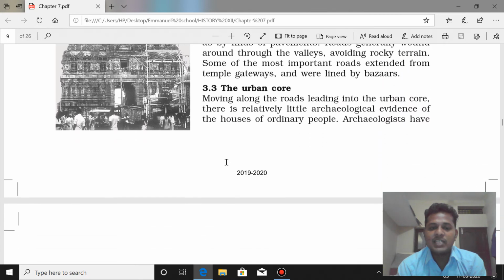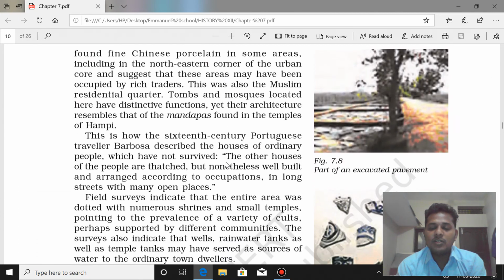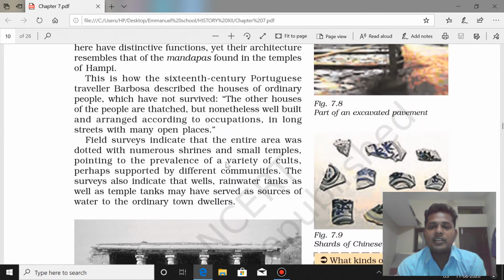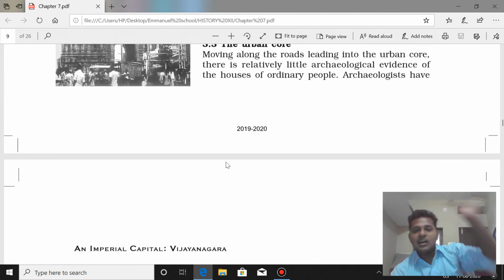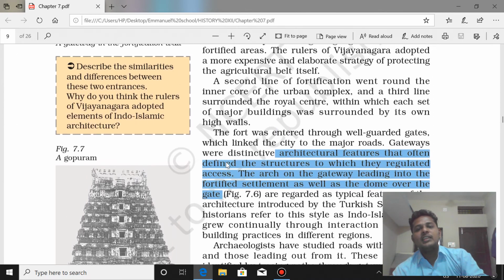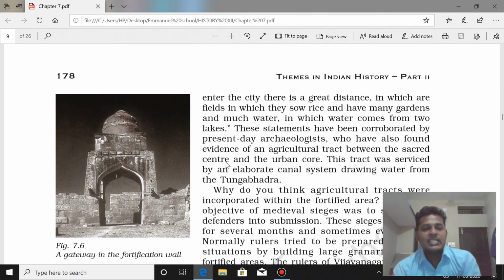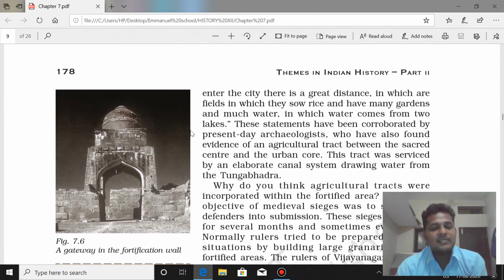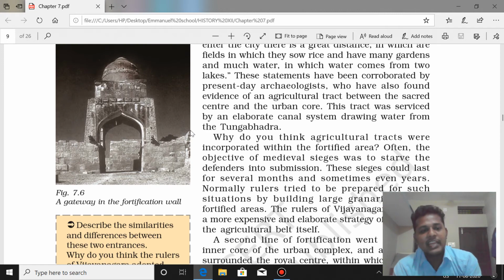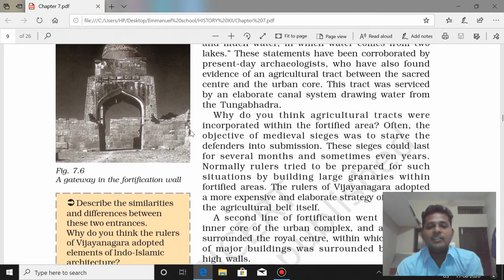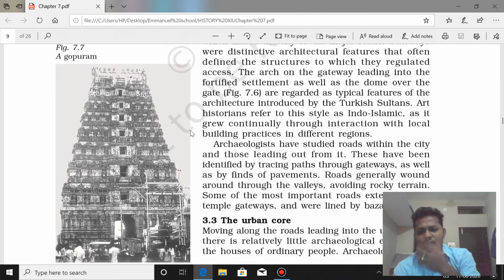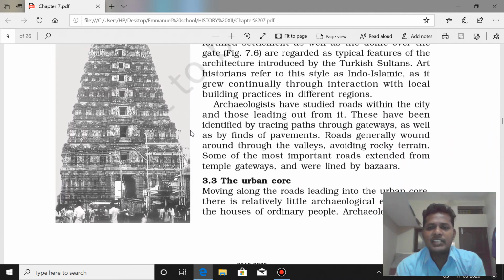There may be a picture you can see, this one. Okay, it's not there. Even the entrance will have a dome. See, if you can see here, the gateway in the fortification wall. On the left side of figure 7.6, up there is the dome. So this is the gateway, and this has even got a dome there. So this is how they protected their area.